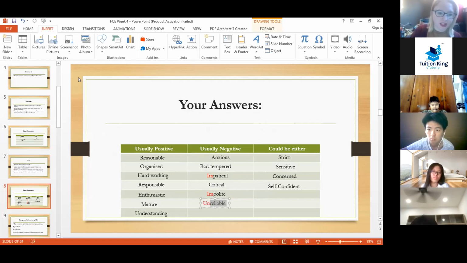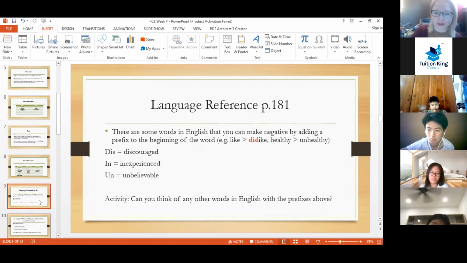So in the next part of our class, let me just get us to the right slide. The information I'm going to go through with you in the next few slides is from the language reference page, page 181. So just for your reference, that is where I'm referring to right now. As you've already said, well done.